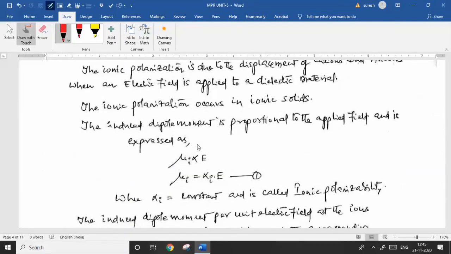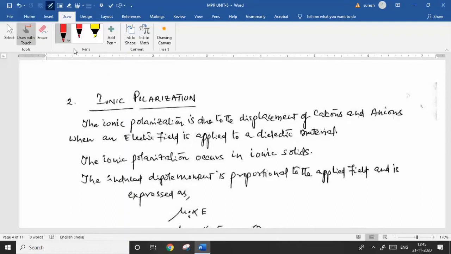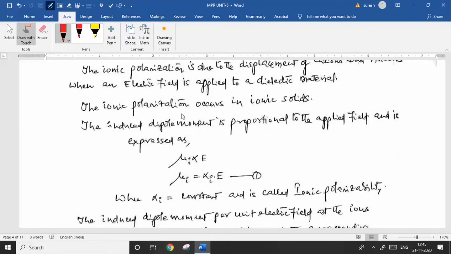The second topic is ionic polarization. In the second topic, ionic polarization, the ionic polarization is due to the displacement of cations and anions. We all know that anions and cations are the mobile charge carriers. When an electric field is applied to a dielectric material, the role of cations and anions is with respect to the displacement of the ionic polarization. Therefore, the ionic polarization majorly occurs in ionic solid substances.